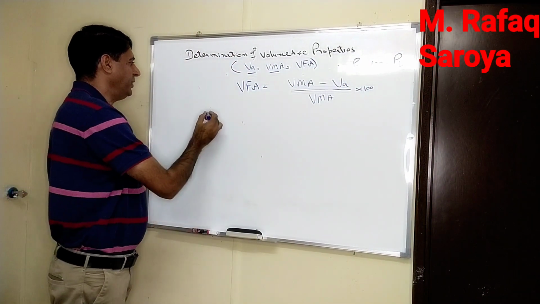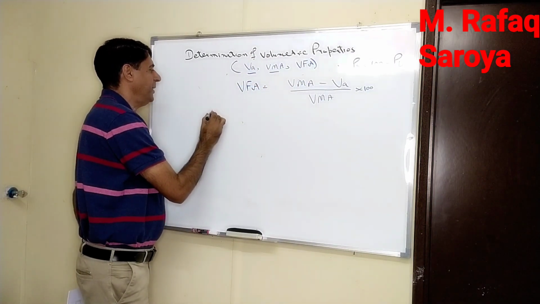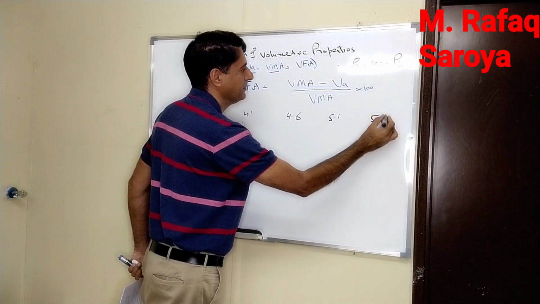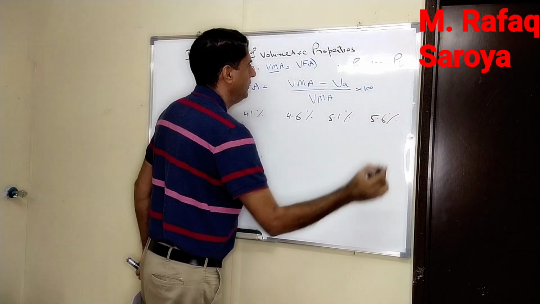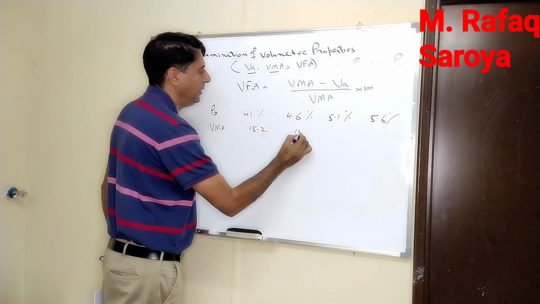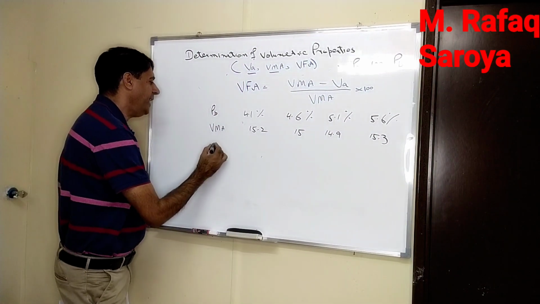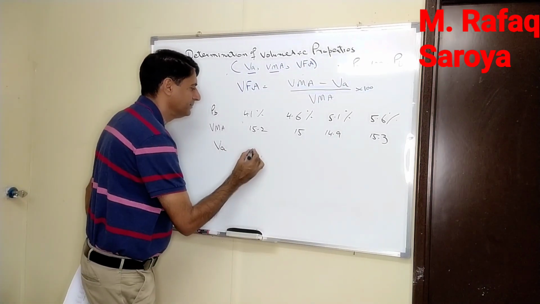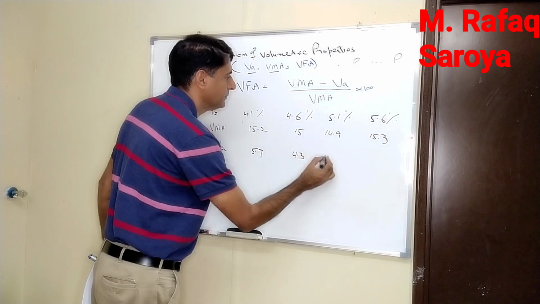For each binder content, we have determined all the values over here. For this binder content, 4.1, 4.6, 5.1 and 5.6. This is the binder content percentage wise. Over here we have calculated the value of VMA: 15.2, 15, 14.9 and 15.3. Clear? And the air voids we have calculated for each binder content: 5.7, 4.3, 3 and 2.1.